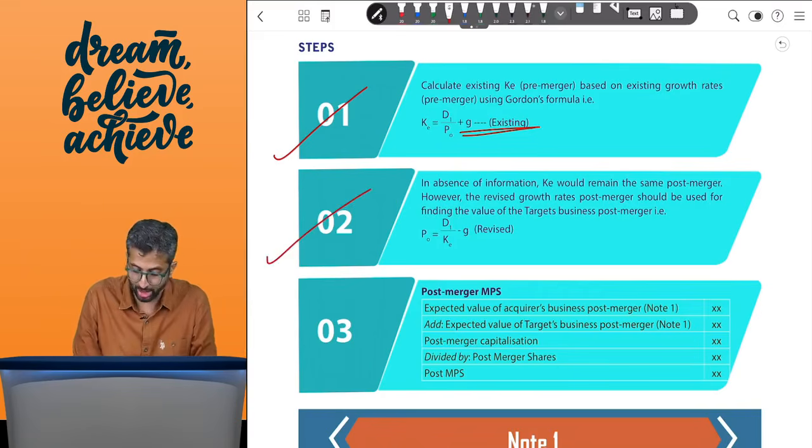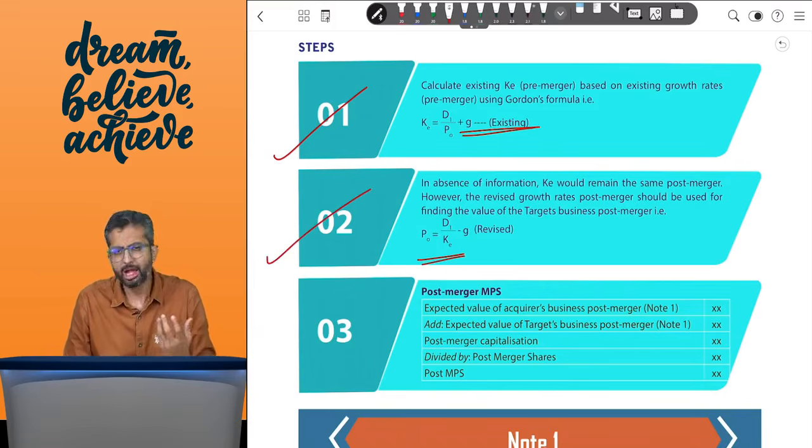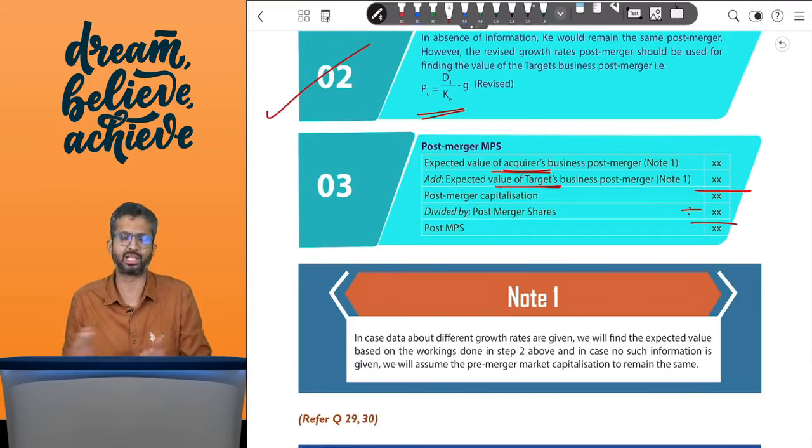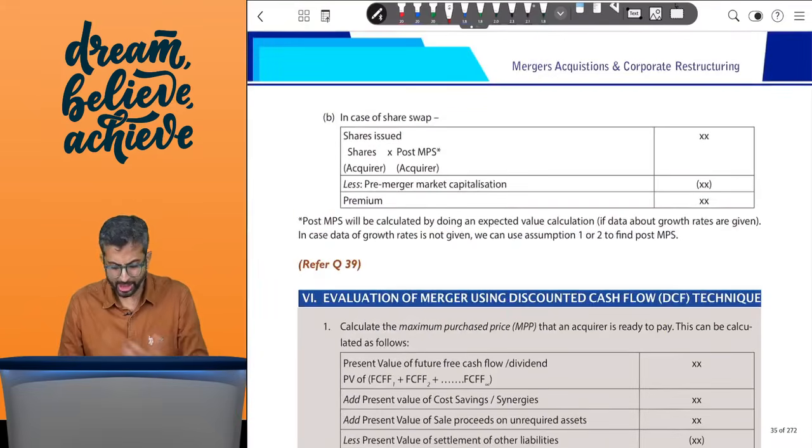Now this will give you the revised value of the target's piece of business, and when you calculate the post-merger market price, you will take the expected value of the acquirer's business plus the expected value of the target's business. This will give you the post-merger market cap, divided by the post-merger number of shares, and that is the post-merger market price per share. Okay, this is what you will have to do.